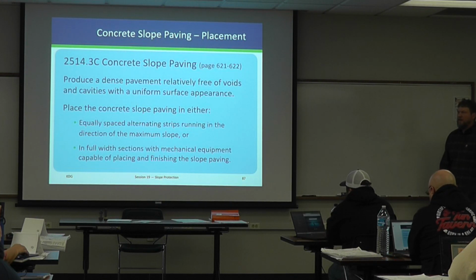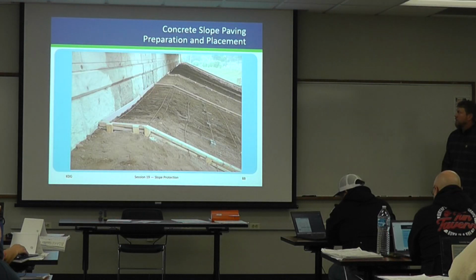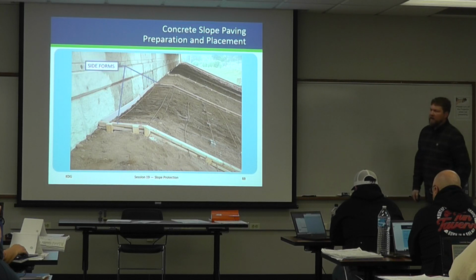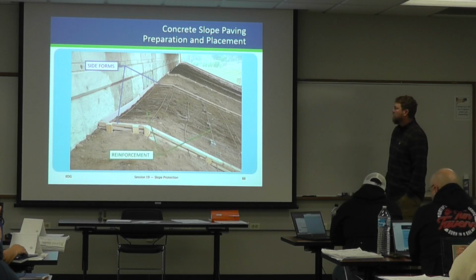Just like any concrete pavement, sidewalk, whatever, you want it to be relatively free of voids. Want a uniform appearance. Placement is either in alternating strips running in the direction of the slope, or if they have equipment that can place the whole thing at once, they can. So here's an older picture of slope paving being placed. Here you can see the formwork on the side, and you've got other formwork for your alternating strips in the background.